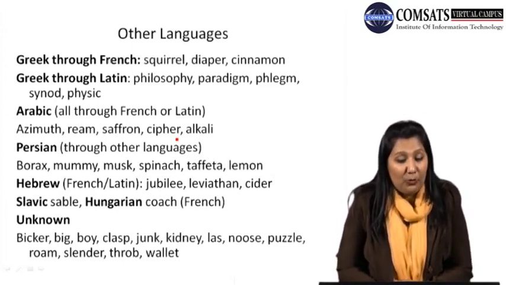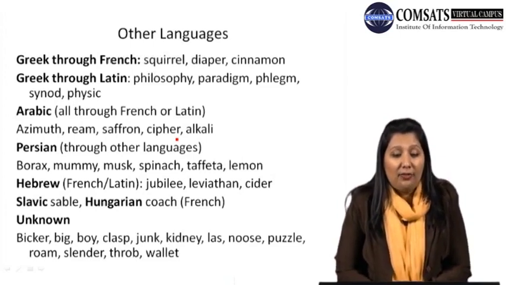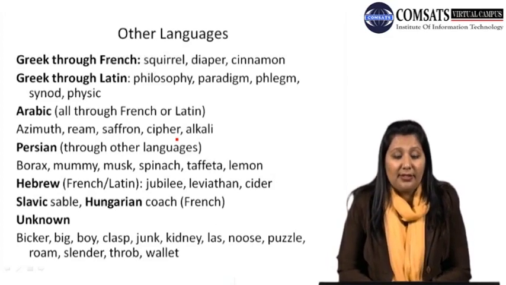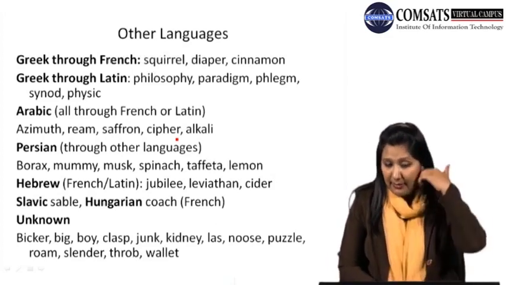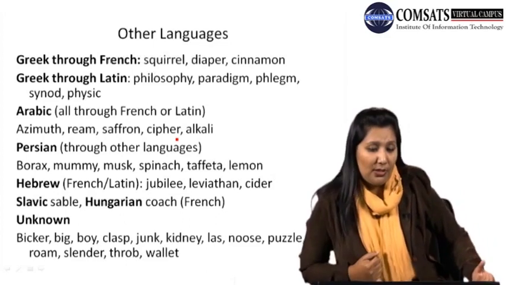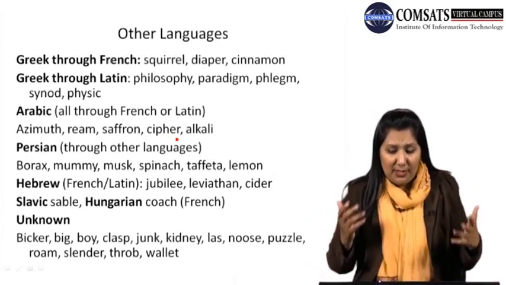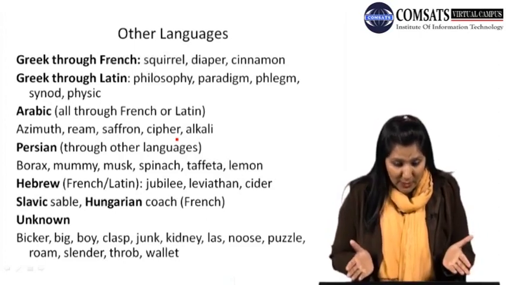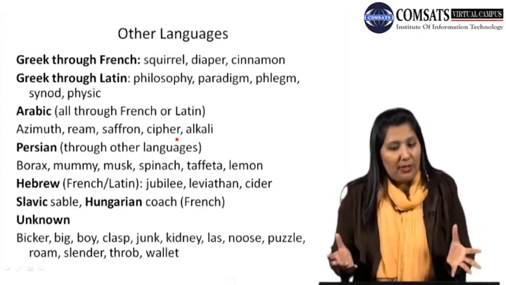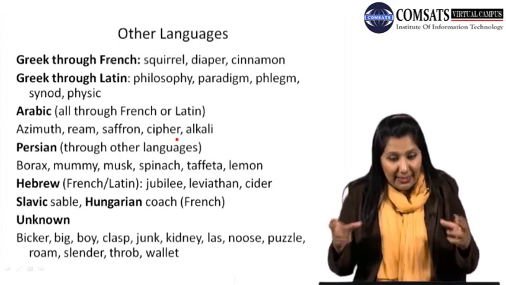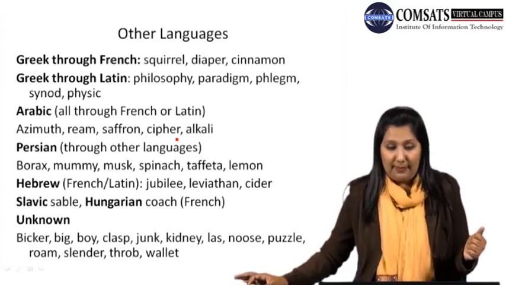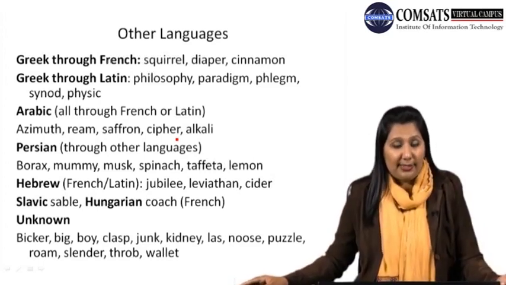Hebrew words, for example, have crept in from French or Latin, and there are some Slavic and Hungarian words, and there are some unknown words that have come from anonymous languages. Look at the words puzzle, wallet that we use, boy, clasp, junk, kidney. There are so many words, and the origin of these exact languages is unknown. We say that these have been added from some other languages. With this, we will end our today's lecture.